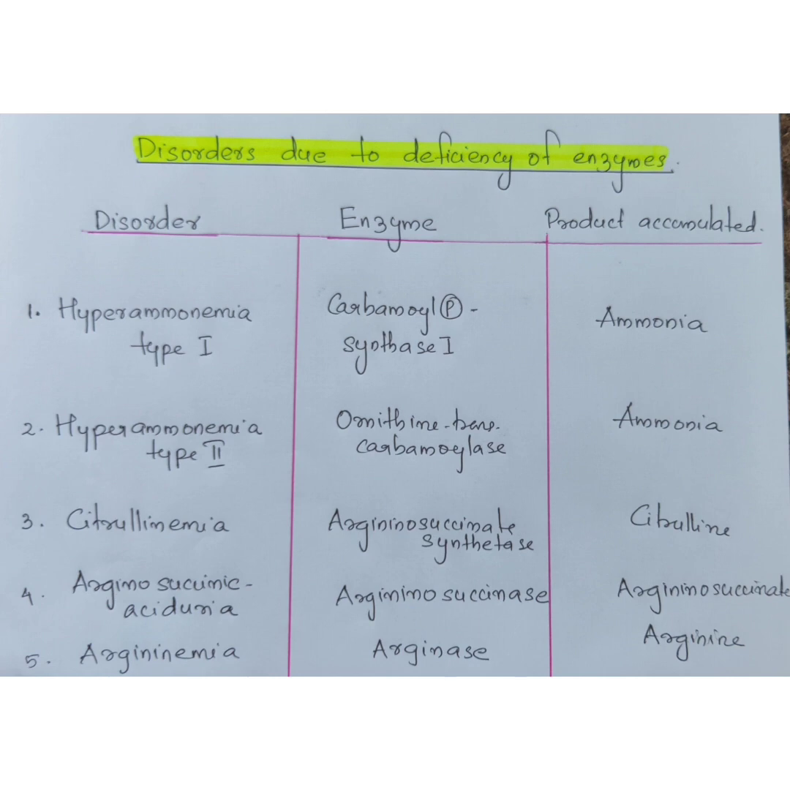Due to the deficiency of the third enzyme argininosuccinate synthase, citrulline gets accumulated and causes citrullinemia. Due to the deficiency of argininosuccinase enzyme, argininosuccinate gets accumulated and causes argininosuccinic aciduria. Due to the deficiency of the final enzyme arginase, arginine gets accumulated and causes the disorder argininemia. So these are the disorders due to deficiency of enzymes in the urea cycle.